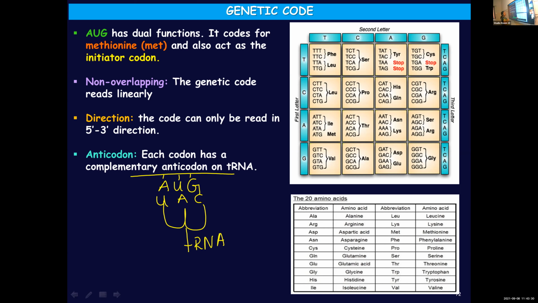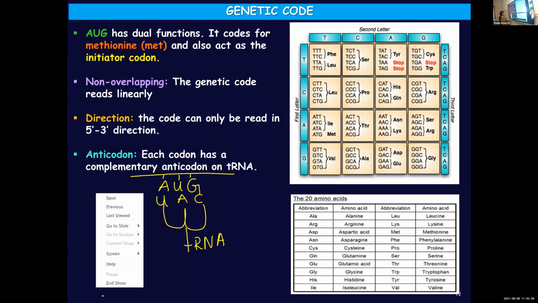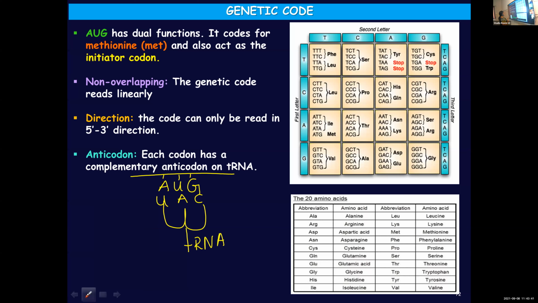UAC. Understood? So for each codon on messenger RNA, transfer RNA will have an anticodon. And why this anticodon and why this transfer RNA is needed, we will learn. Each codon has a complementary anticodon on transfer RNA.